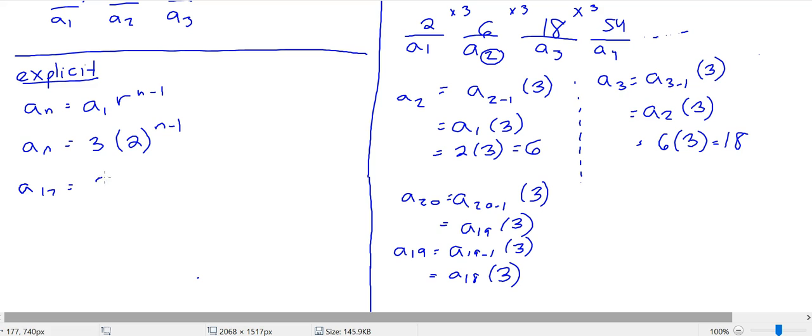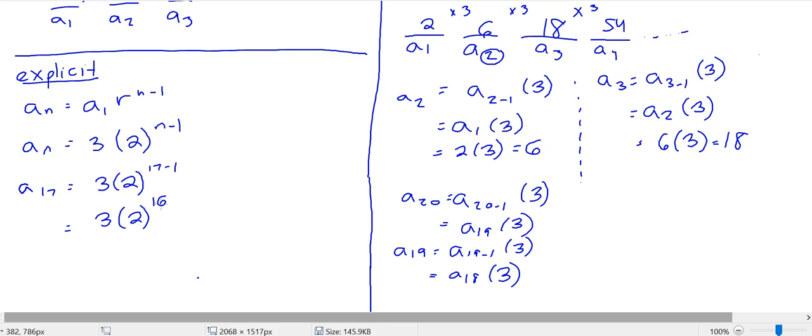A sub 17 is equal to 3 times 2. So wherever we see an n, we're plugging in 17, to the 17 minus 1. So a sub 17 is equal to 3 times 2 to the 16. You cannot multiply 3 by 2 because you first have to do the exponent. You have to do this in the order of PEMDAS. So you first have to do the 2 to its exponent, and then you can multiply by 3. You can't do 6 to the 16. You first have to do 2 to the 16 and then multiply by 3.